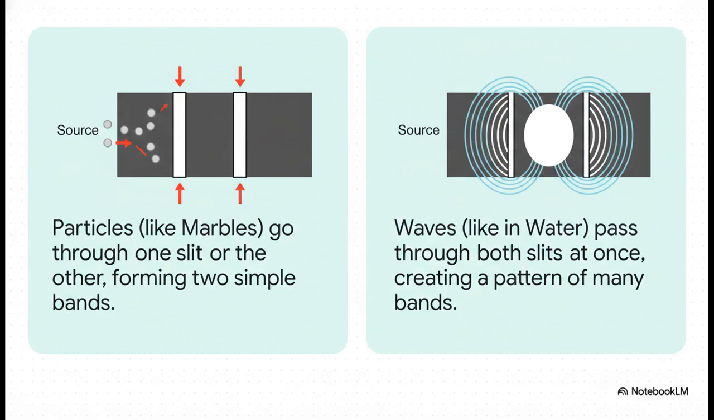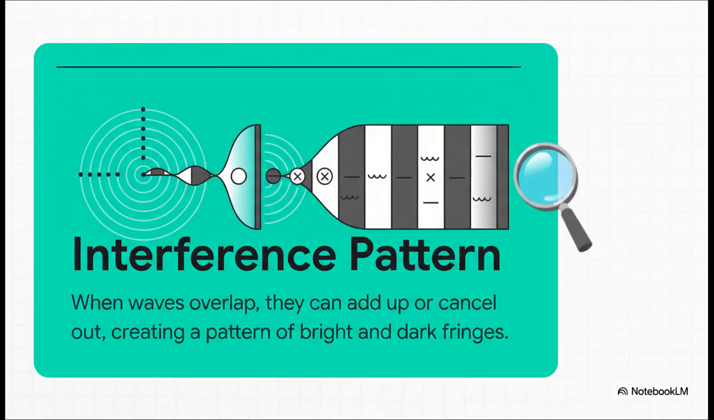But if we send waves through, like ripples in a pond, something totally different happens. A wave passes through both slits at the very same time. This creates two new, smaller waves on the other side, which then spread out and interfere with each other, making a whole new, more complex pattern. And that pattern has a name. It's called an interference pattern.